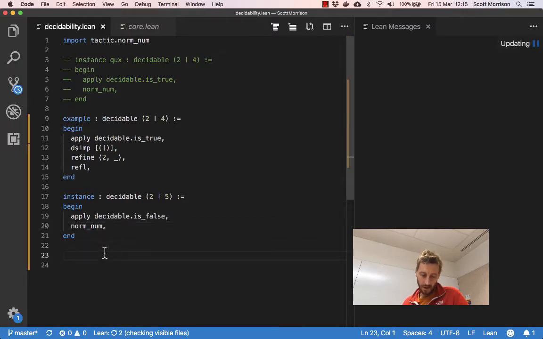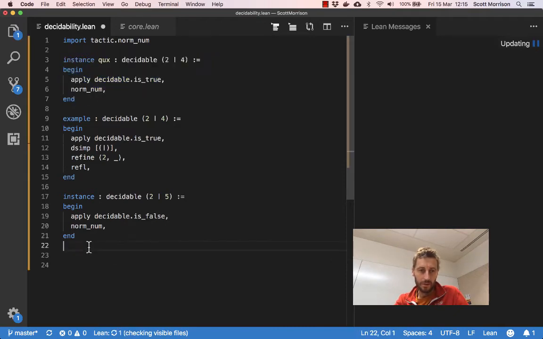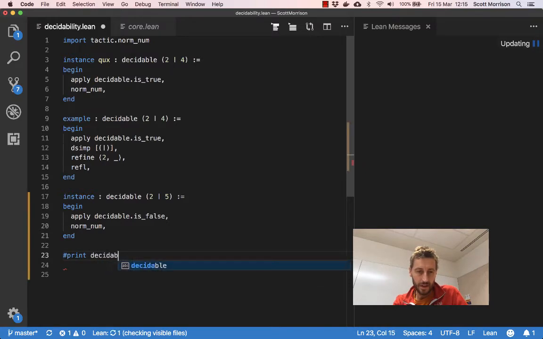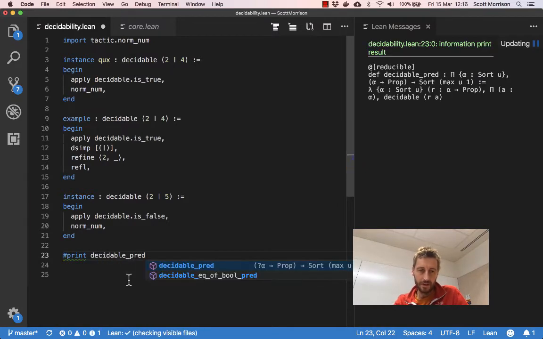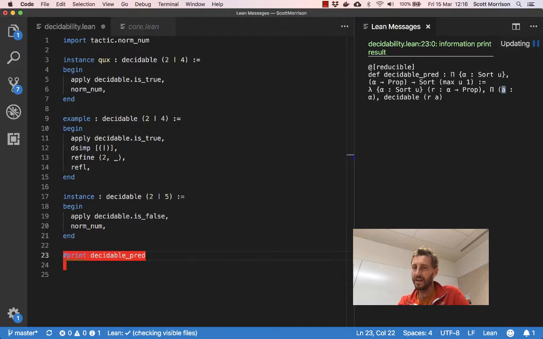Maybe. But oh, there we go. Okay. So more often, what you'll find is that you need to provide an instance of decidable pred. So decidable pred is a predicate which just says you've got some type alpha and you've got some function from alpha to type, and then decidable pred R is just asserting that for every A in alpha, R of A is decidable. Okay, so it's just a whole family of decidability statements.